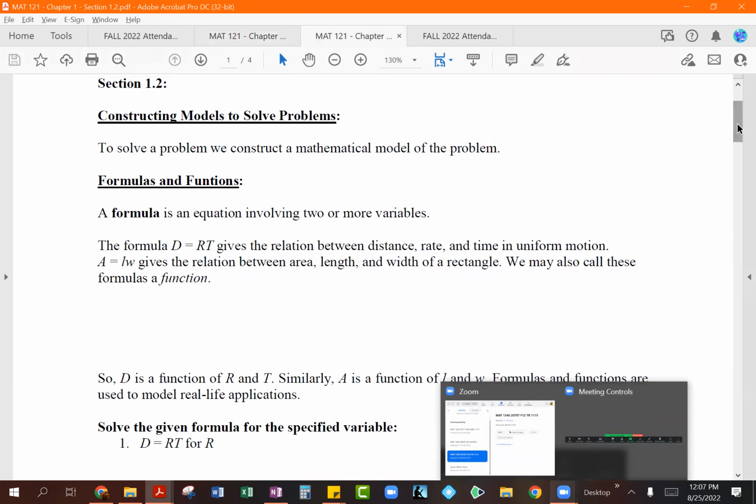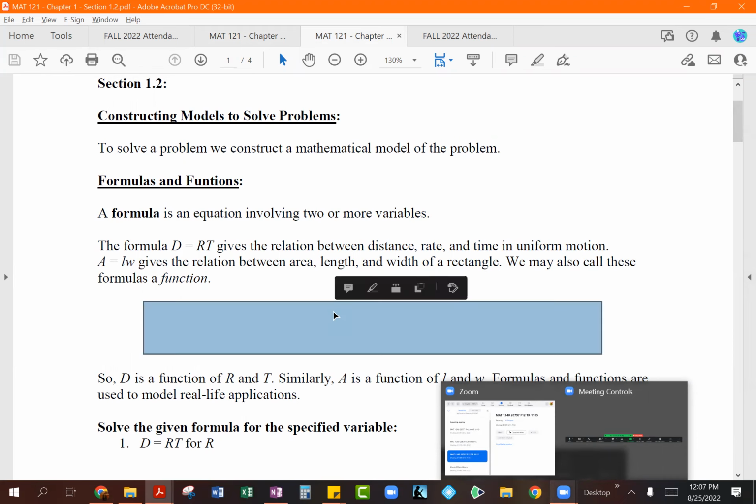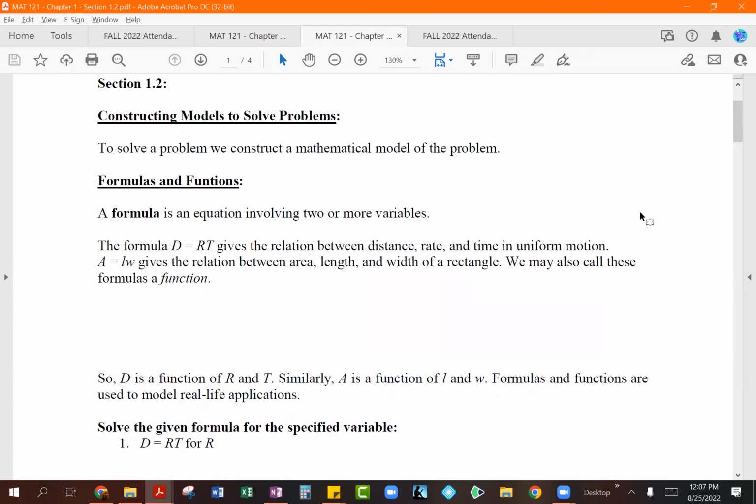All right, so here we're getting into constructing our models. And this is going to be based off of information that we already have: formulas that we know, situations that we are familiar with. So based on that, we will be able to come up with formulas for the specific problem that we are working on.